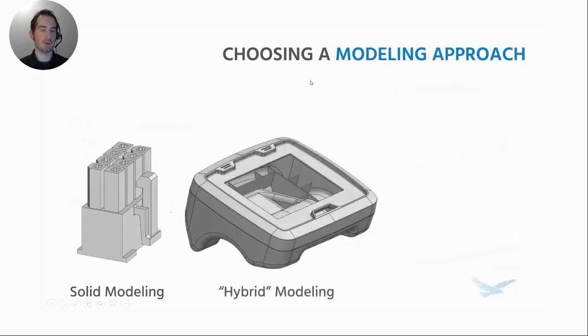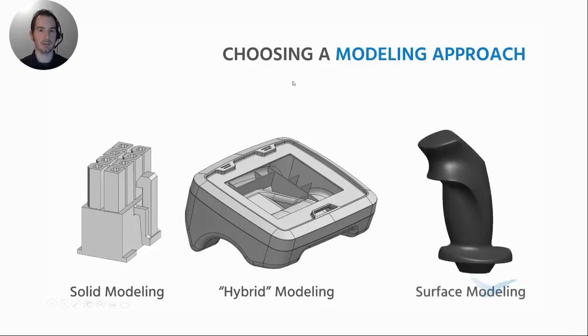I'd say probably the majority of models fall into what we call the hybrid modeling category, where you use a mixture. You can use some solid features to represent maybe the bulk of a shape, and then we also might use some surface modeling features that we'll talk about.